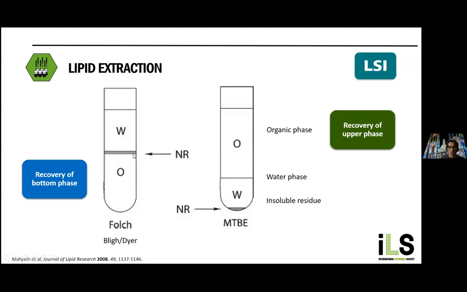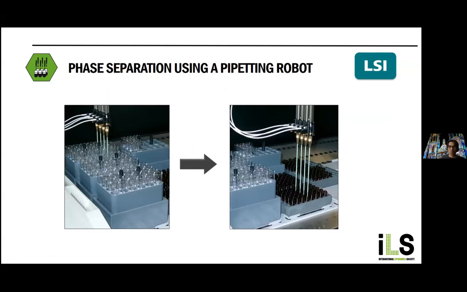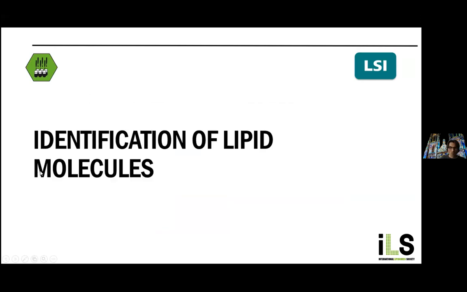usually a protein layer or precipitation layer. You have to cross that and do that carefully so as not to recover anything but a pure organic phase. With the MTBE, you do not have to cross that barrier, so it's much easier. And to recover these organic phases, you may use a pipetting robot. That is quite nice to do in high throughput. And Christian mentioned that also in the other setup.